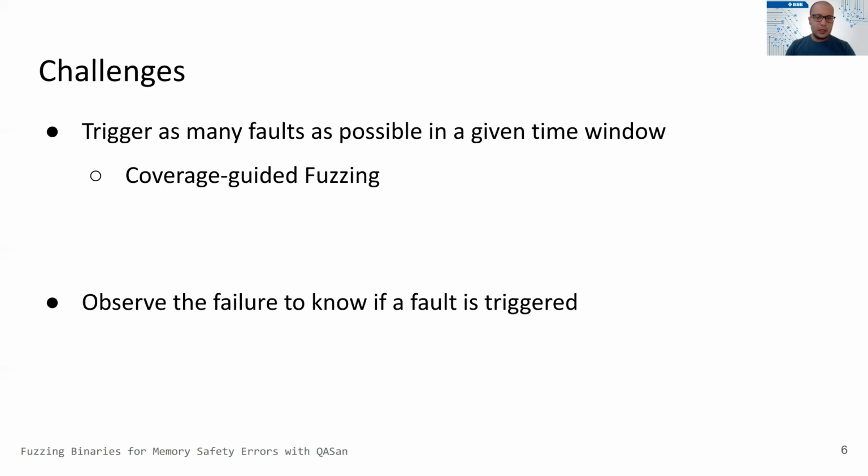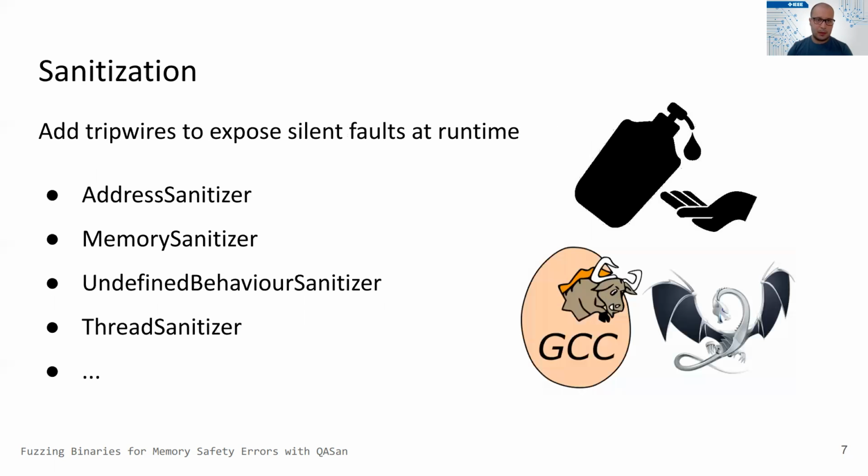Another challenge is that many bugs are not failures. For instance, a heap overflow of just one byte typically doesn't crash the application. So the fuzzer can trigger the bug, but cannot observe that the bug was triggered. So we need some tripwires to uncover this type of silent bugs.